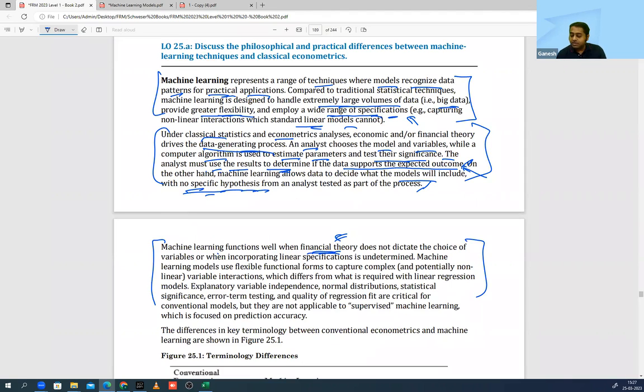Now, a lot of your financial theories, like if you read this line, machine learning functions well with a lot of financial theorem, does not dictate the choice of variable. What is this choice of variable? Suppose I want to identify, like I said, GDP of India, what are the factors which are going to impact the GDP of India? You might be able to tell one or two things, but exact factors, it will be very difficult for you to tell. Even if you run linear regression, multiple regression, the first step is to identify which variable is actually impacting.